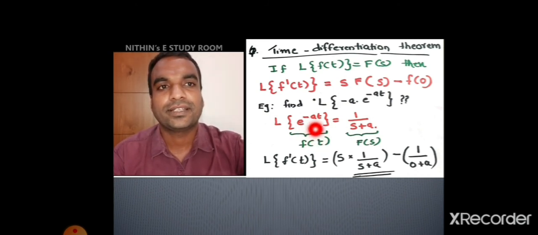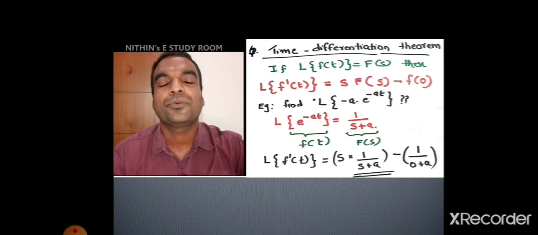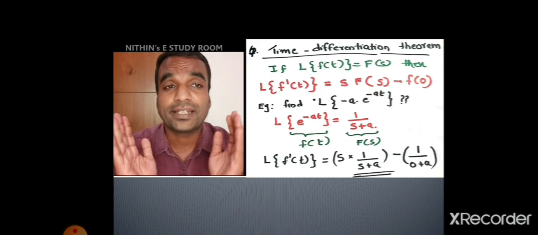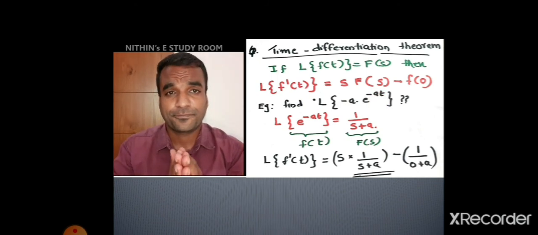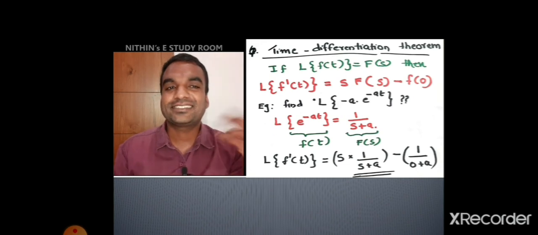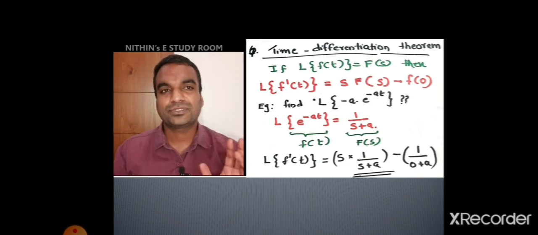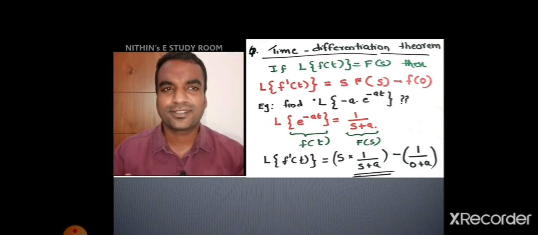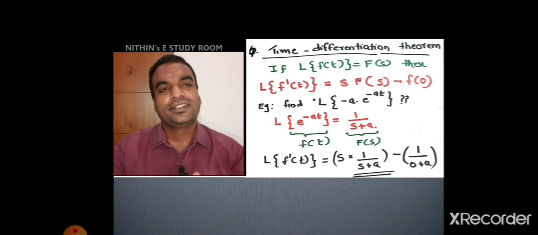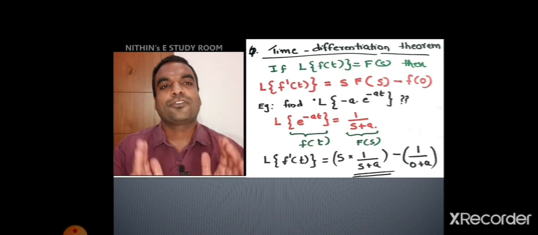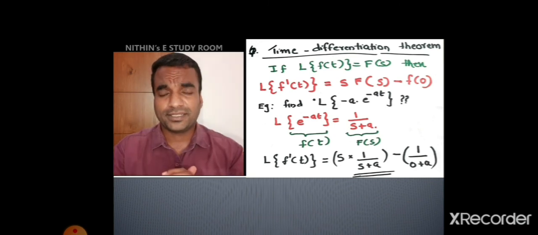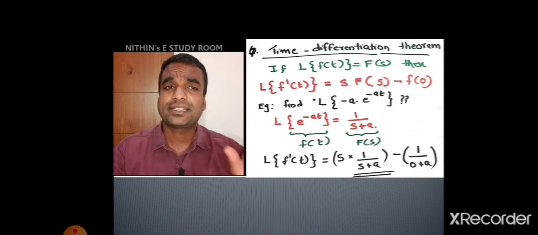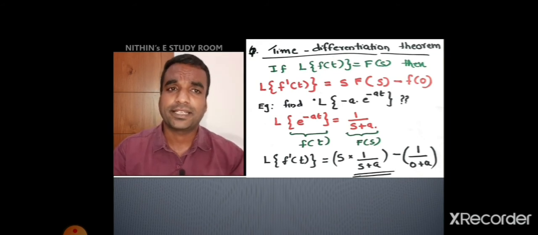f dash of t is equal to e raised to minus a t into minus a. That is the question you already got. So, already you are asked to find Laplace transform of some f dash t, and its f of t is from the question. If you can understand that, we can say its f of t is equal to e raised to minus a t. So, basic f of t for that problem is e raised to minus a t, and its basic f of s is equal to 1 by s plus a.